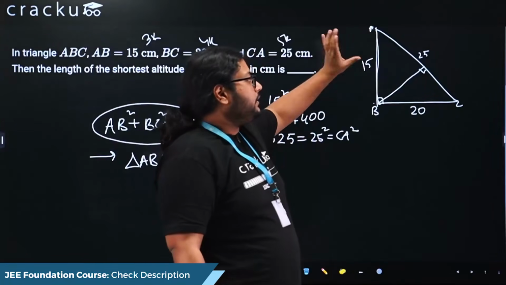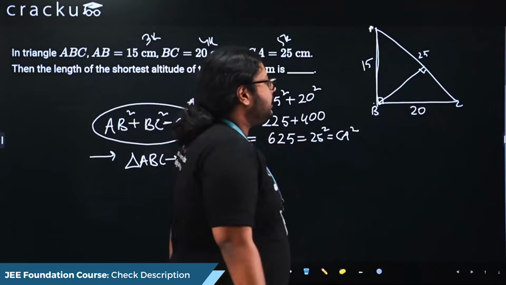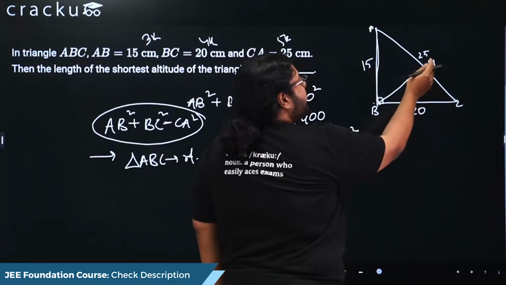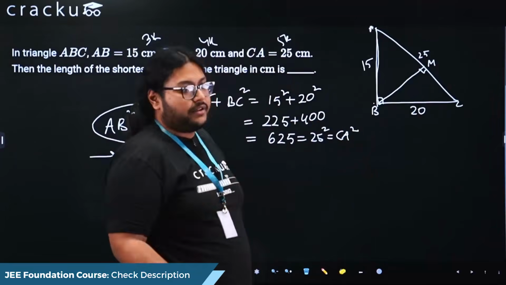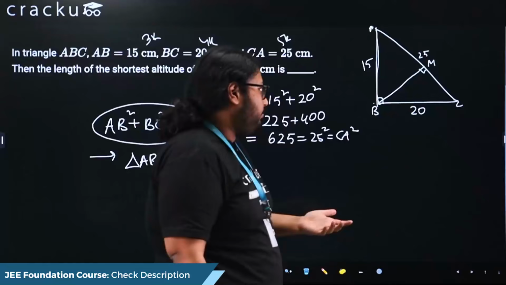AB wala altitude I know it's 15, BC wala altitude I know it's 20. This one, let's call it BM. This is what we need to figure out. Now, how do we figure this out? There can be multiple approaches here.